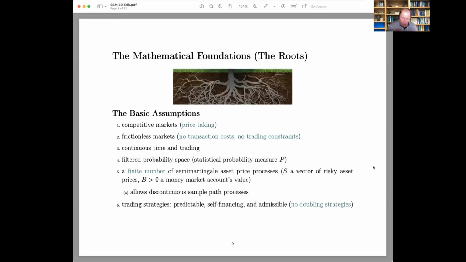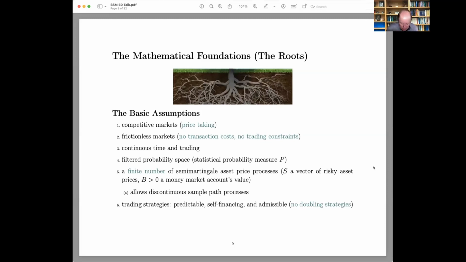There's assumed a finite number of semi-martingale asset price processes. S will denote a vector of risky asset prices, and B will be, as before, the value of a money market account. The semi-martingale characteristic of the price process is very general. I'll mention it again later, but it allows discontinuous sample path processes. Trading strategies, trading in these risky assets and the money market account across time, need to satisfy measurability conditions. You can't look to the future to decide what to trade today.